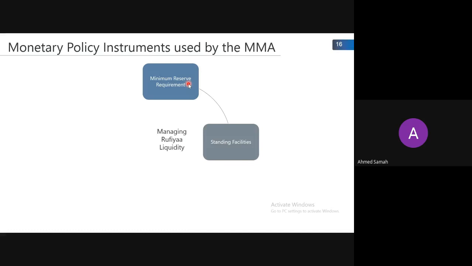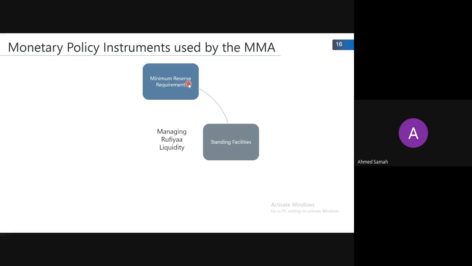For example, if there is a huge deposit withdrawal and a bank does not have enough money, in that case, if they do not get any loan in the interbank market, they can come to the MMA and use the overnight Lombard facility. They can borrow from the MMA overnight. This will be at a quite high interest rate, and they will have to repay it the next day.